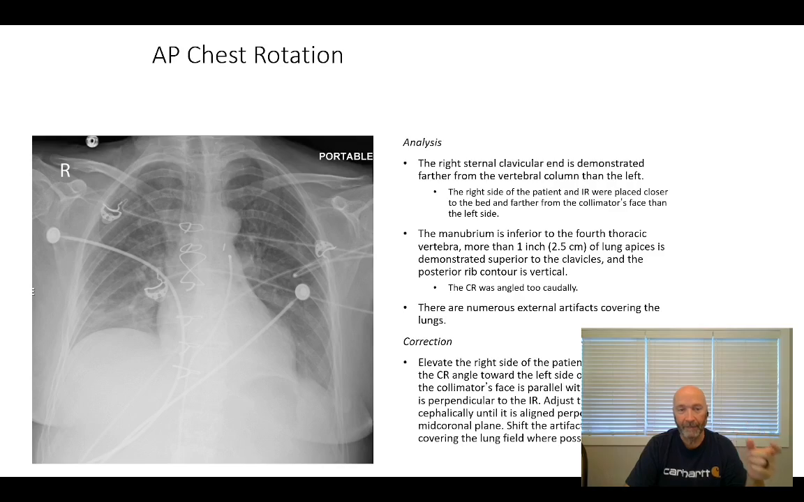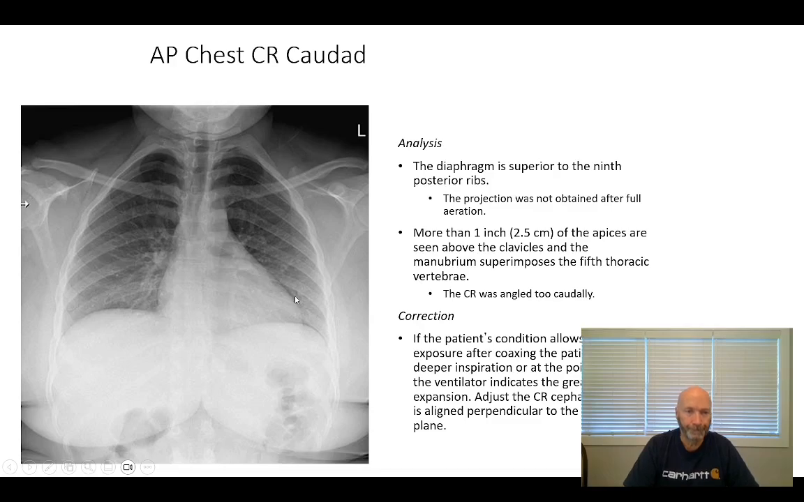But anytime you are going to repeat an image, change something. If you go back in and you do the exact same thing that you did before, you're going to get the exact same result. So a lot of different things that we could be identifying on this image. Any one of these positioning areas might or might not be a reason for repeat, depending on what the doctor is looking for. So this is the same thing. We've got a central ray too caudad.